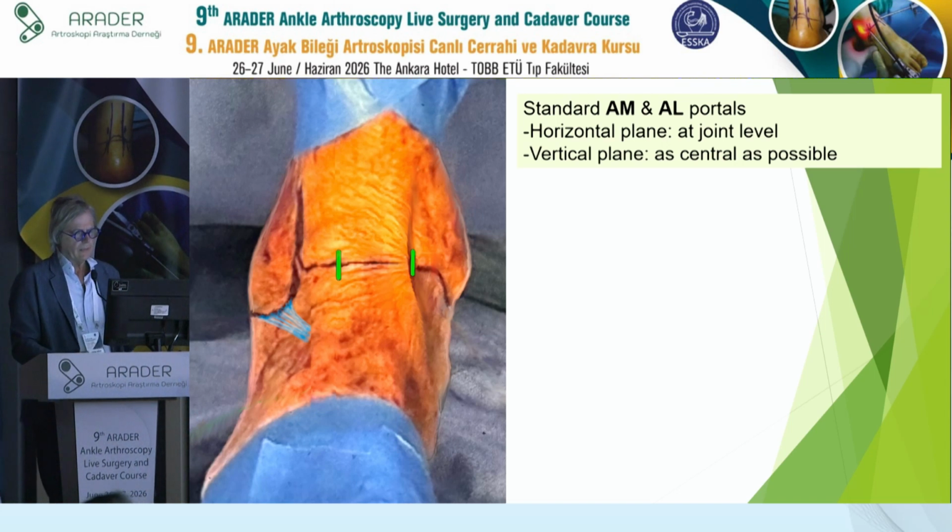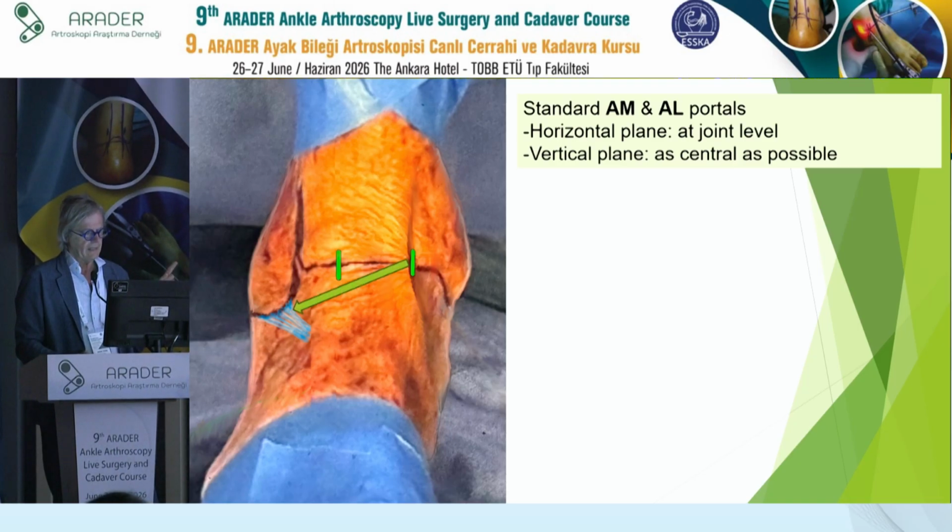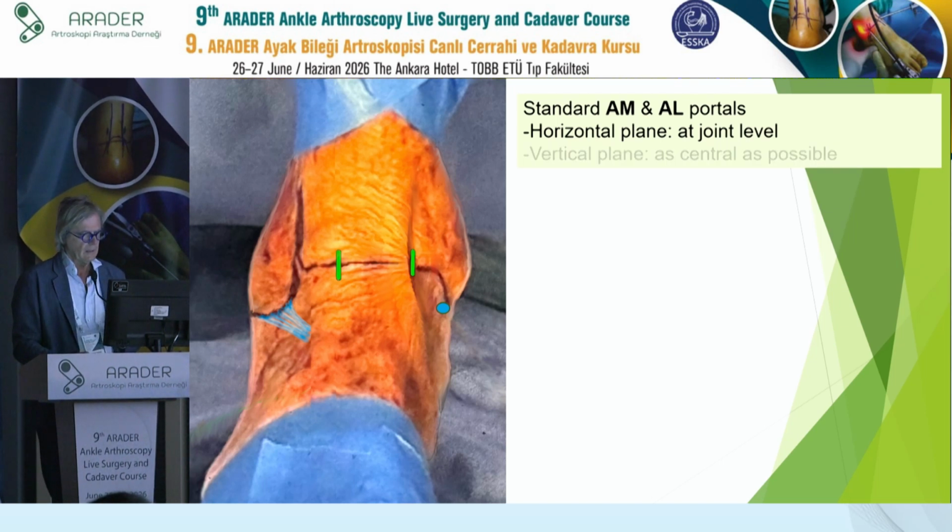First, why do you want to make it as central as possible? Because if you want to see through the anteromedial portal your ATFL, you need to have it central. Because if it's more medial, your portal, the talar neck blocks your view to the ATFL. So it has to be central, okay? Likewise, if you want to see the tip of the medial malleolus, your lateral portal should be also as central as possible. This is the reason why they should be as central as possible.